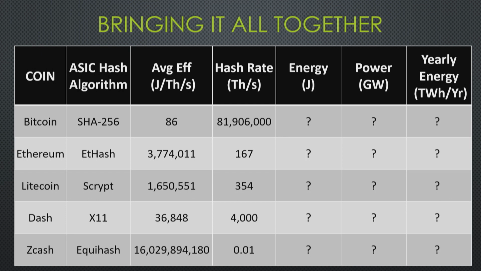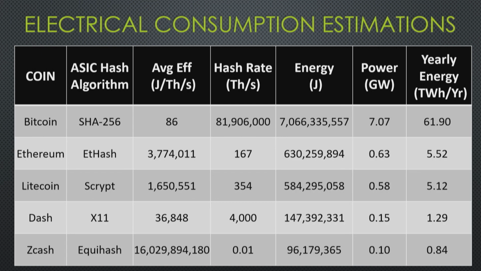And so we do that, we pull that all together in the next slide, and this gives a relative amount, I would argue a more accurate estimation of network power and energy consumption. And so the power consumptions on these networks range anywhere from 100 megawatts down at the Zcash level to upwards of 7 gigawatts on the Bitcoin network.